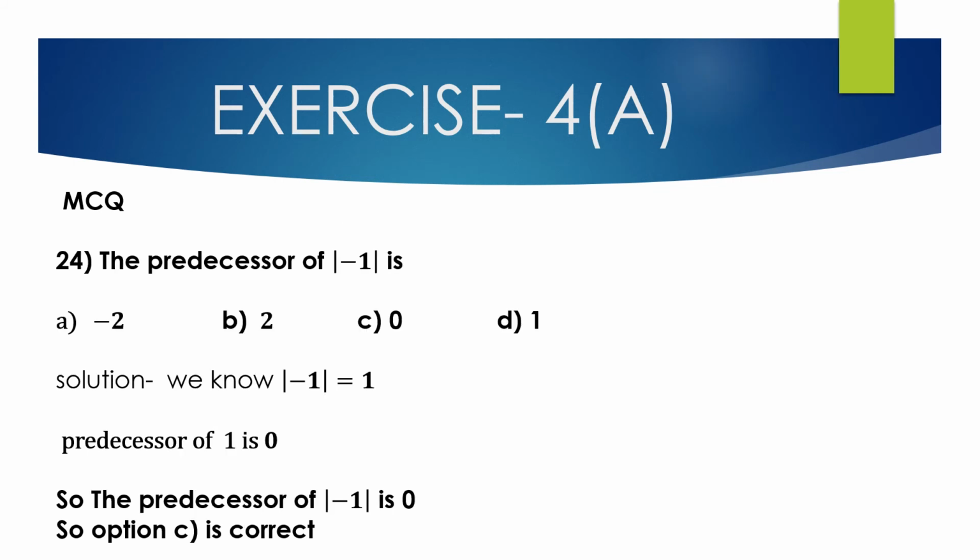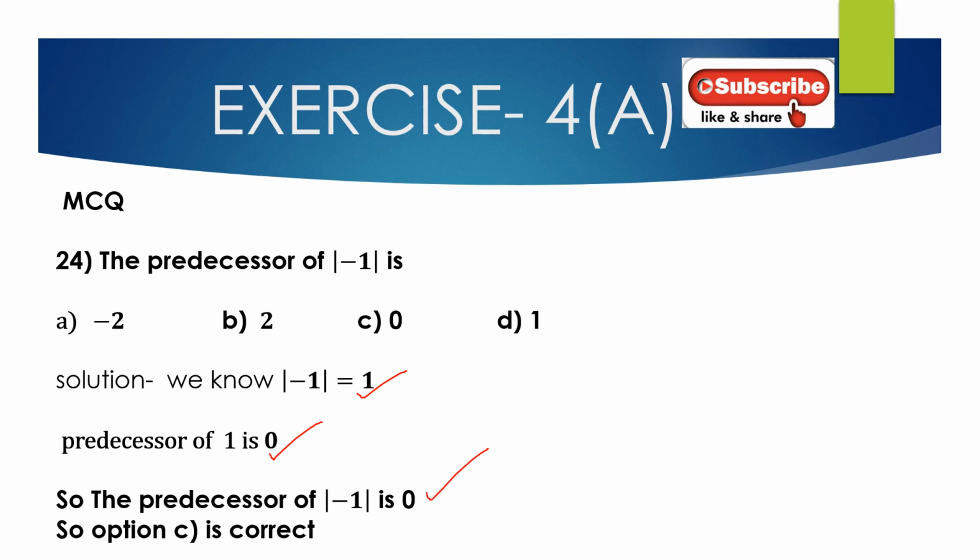Now question number 24, an MCQ question. The predecessor of the absolute value of minus 1 is which option? Option A is minus 2, option B is 2, option C is 0 and option D is 1. We know the absolute value of minus 1 is positive 1, and predecessor means the previous number. So the predecessor of 1 is 1 minus 1, which is 0. So the predecessor of the absolute value of minus 1 is 0. So option C is correct.